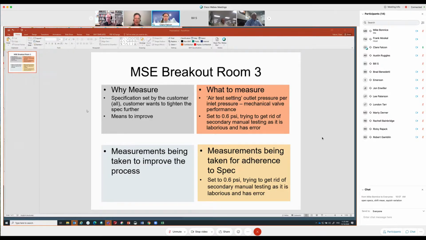So I'm going to hand off to the rest of the team there. Anything you want to add? I think a third reason on why measure Claire was to calibrate. Yeah, and I like that discussion. It shows that a measurement system today may not be good enough for tomorrow. That's great. Thank you, Team 3.